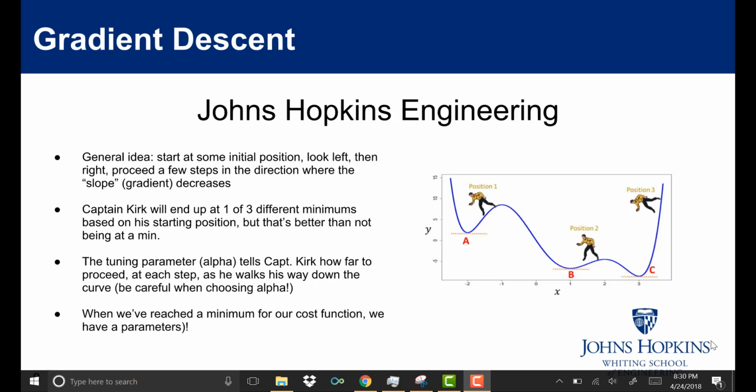So if you're in position 1, if you try to go right, you're going up a hill. If you try to go left, you're going down a hill. So you're obviously going to follow the hill in the downward direction to try to hope to arrive at a minimum.